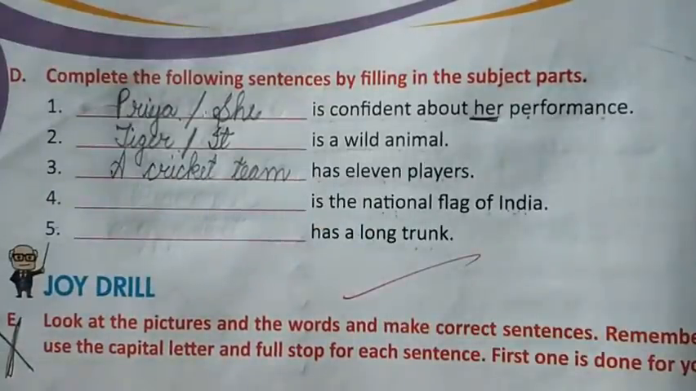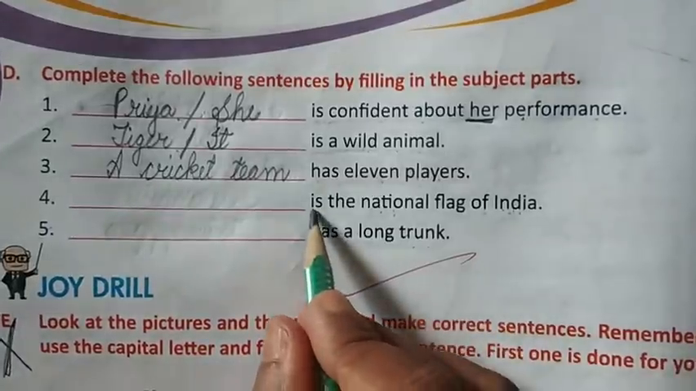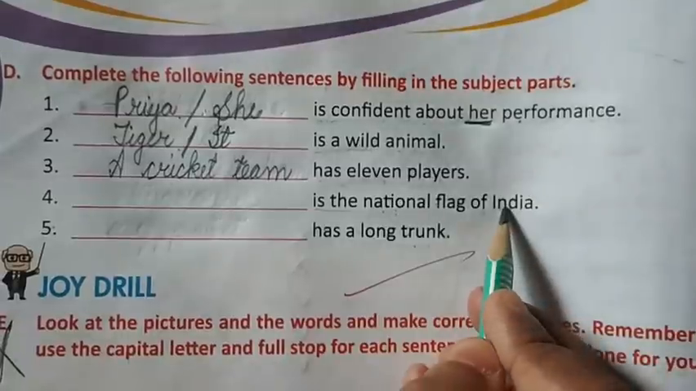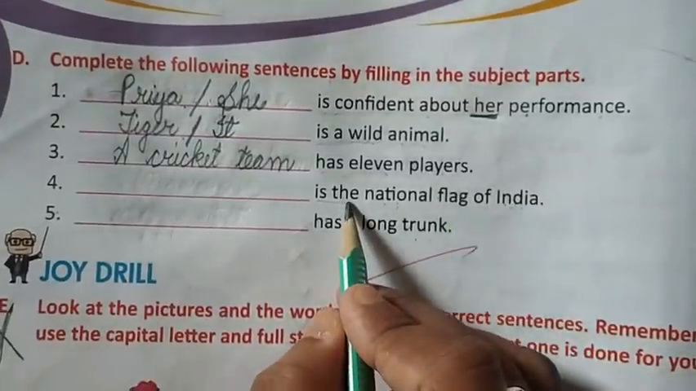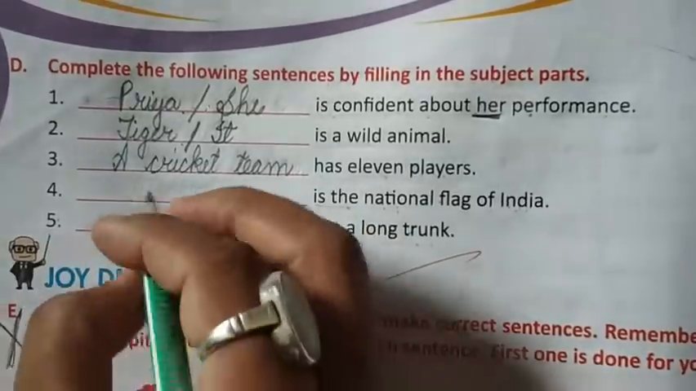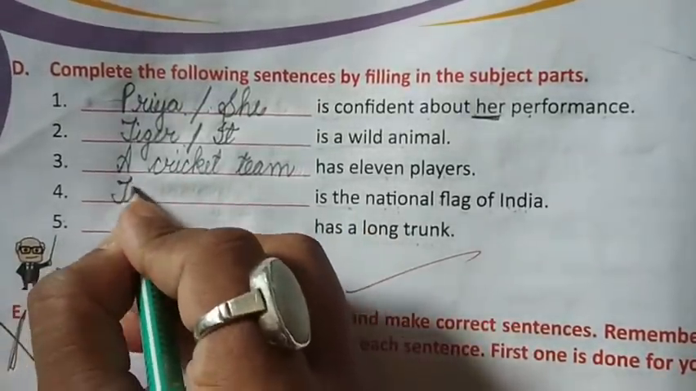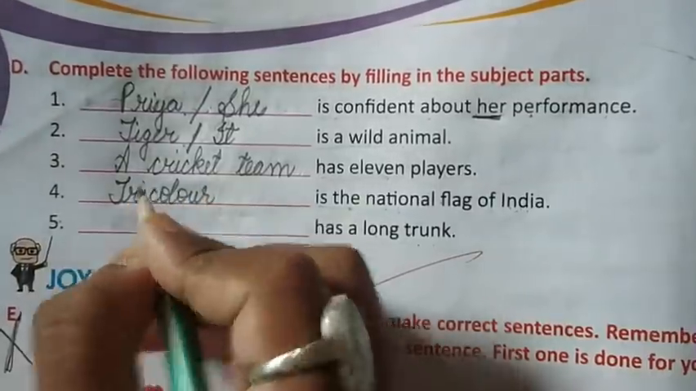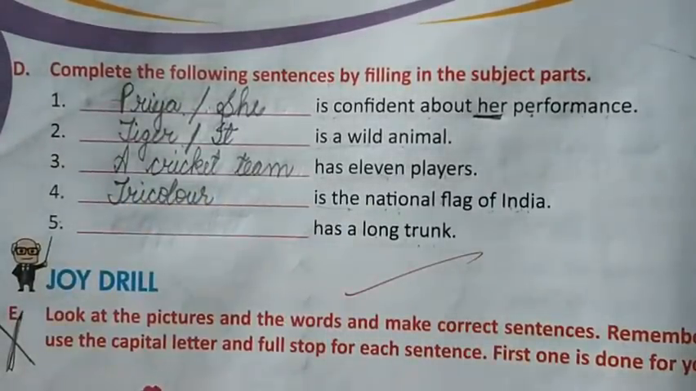Okay. Now the fourth one, dash is the national flag of India. Here this predicate part is describing the national flag of our country. And what is the name of our national flag? It is tricolor. Okay, the name of our national flag is tricolor, which in Hindi we call Tiranga. You can write down tricolor. Tricolor is the national flag of India.